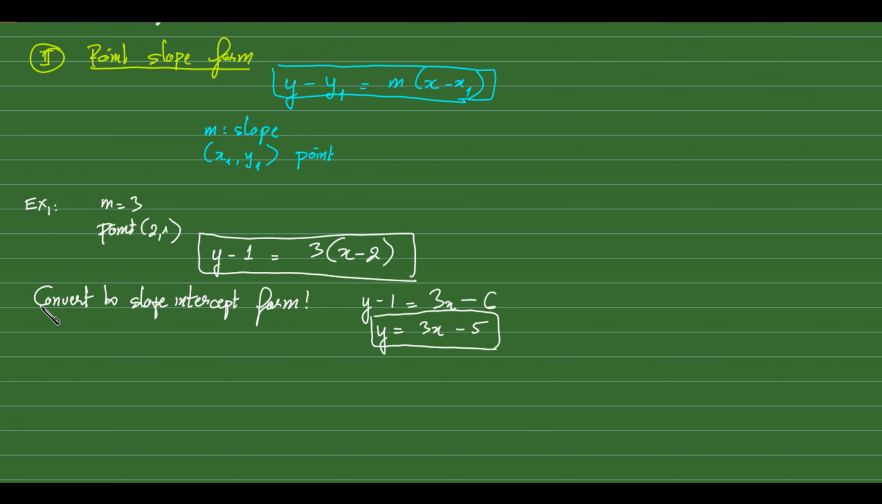All right, so that's how you should convert point-slope form to slope-intercept form.